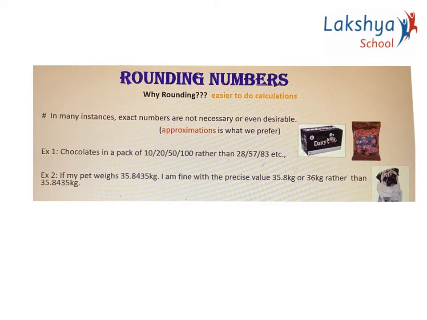Today's topic is rounding numbers. We have already learned about ordering numbers. Ordering means arranging the numbers according to their size, from small to big or big to small. Now let's learn about rounding numbers. Why are we supposed to round the numbers? Because it's easier to do the calculation.